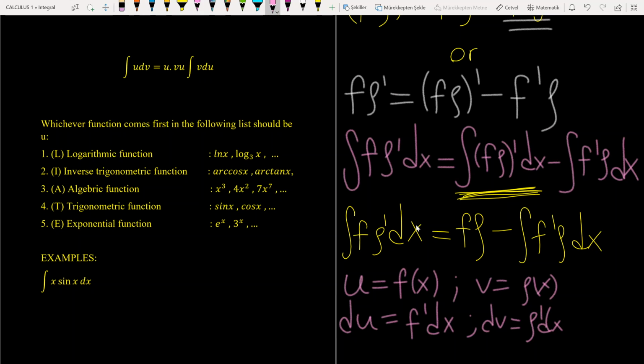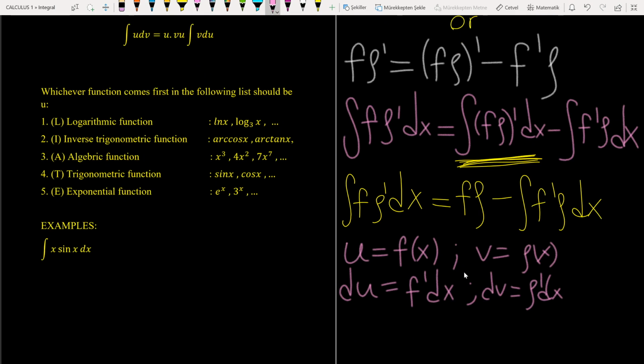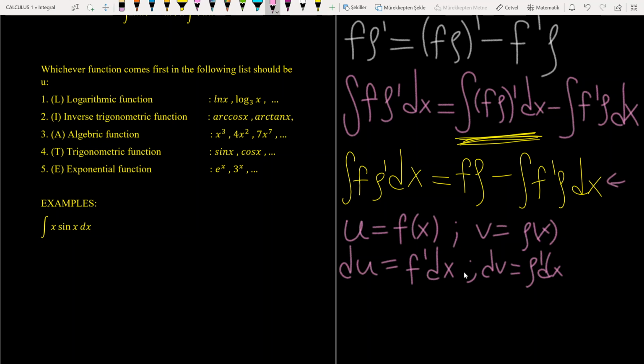Okay, so if you use these new notations, this equality becomes the integral of u dv is equal to uv minus the integral of f prime dx, which becomes du, times g, which is v: integral of v du.